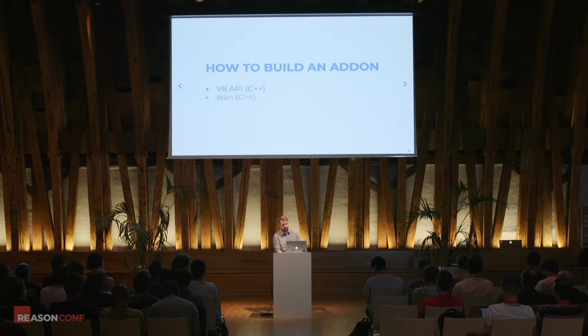And they came up with NAN, which is also C++. NAN stands for Native Abstractions for Node. It basically is a collection of macros and wrappers that help you to build Node.js add-ons in a backwards compatible and forwards compatible way. So the idea is that they provide a really consistent API. But API is not enough.